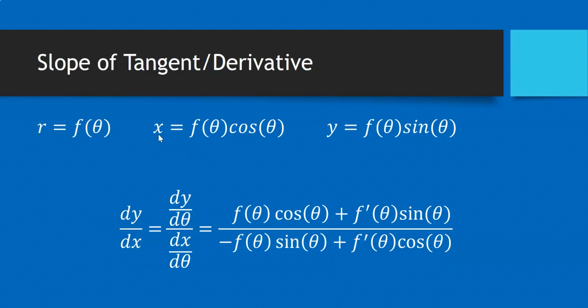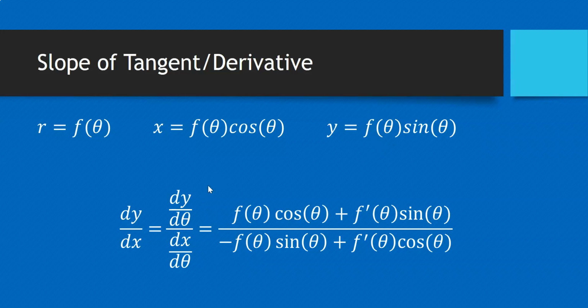Basically, we have to think of x as r cosine theta. Now, r is going to be this weird function of theta, right? So it's going to be a function of theta. So x is r cosine theta, and y is r times sine theta. Again, r is this weird function of theta.